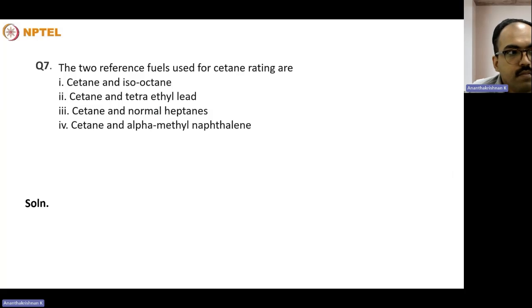Looking at the seventh problem, the two reference fuels used for cetane rating: one has to be cetane, not iso-octane, not tetraethyl lead, not normal heptane. Iso-octane is used for octane number, and tetraethyl lead is not used in this case. It's alpha methyl naphthalene and cetane. Higher the cetane number, higher the cetane content.